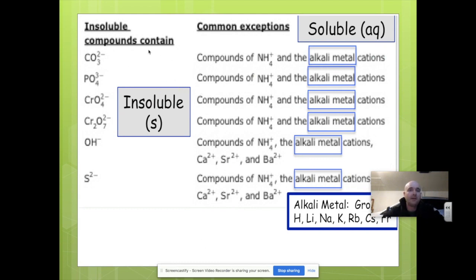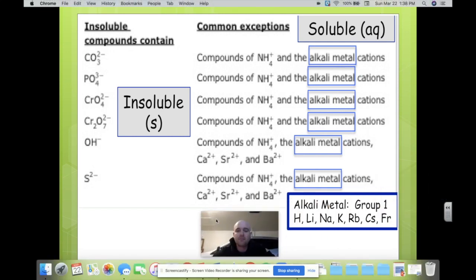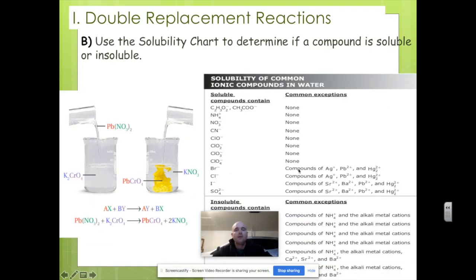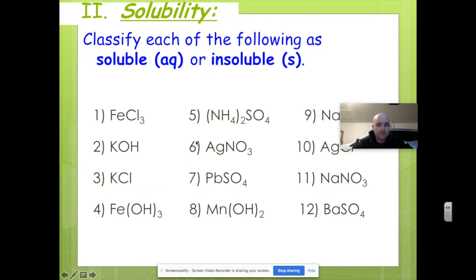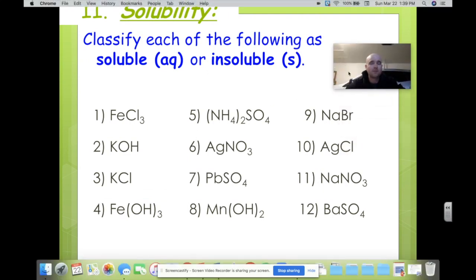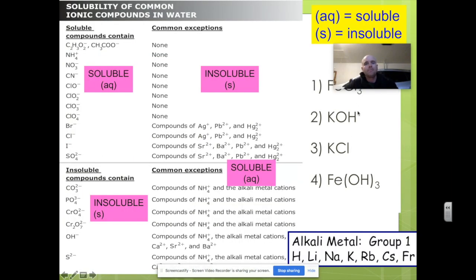So down here we have some insoluble ones, where the carbonate ion is almost always insoluble unless it's paired with something like ammonia or an alkali metal. Those alkali metals you can see are the group 1 metals, okay? Now, if we use this solubility chart, we can use it to determine solubility. So why don't I just start going through some examples and see if we can use that solubility chart. I'm going to go through these 12 pretty fast, okay?